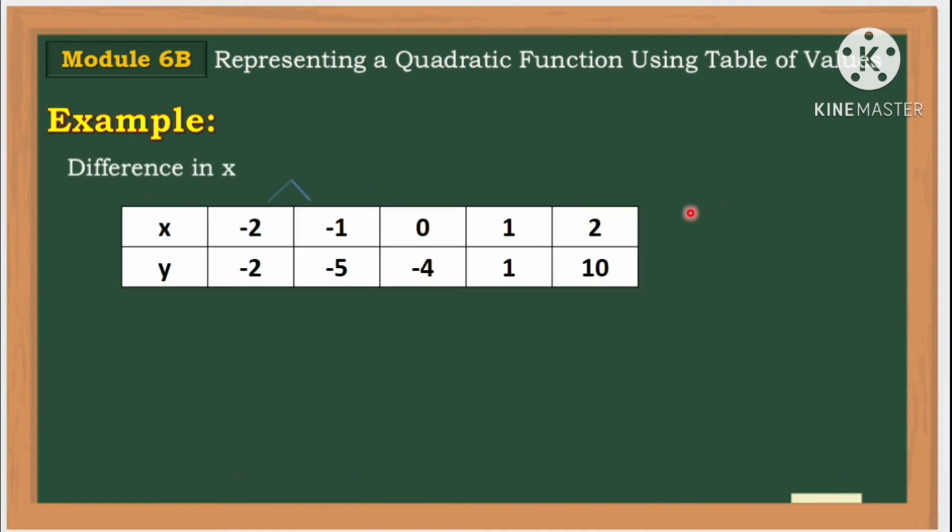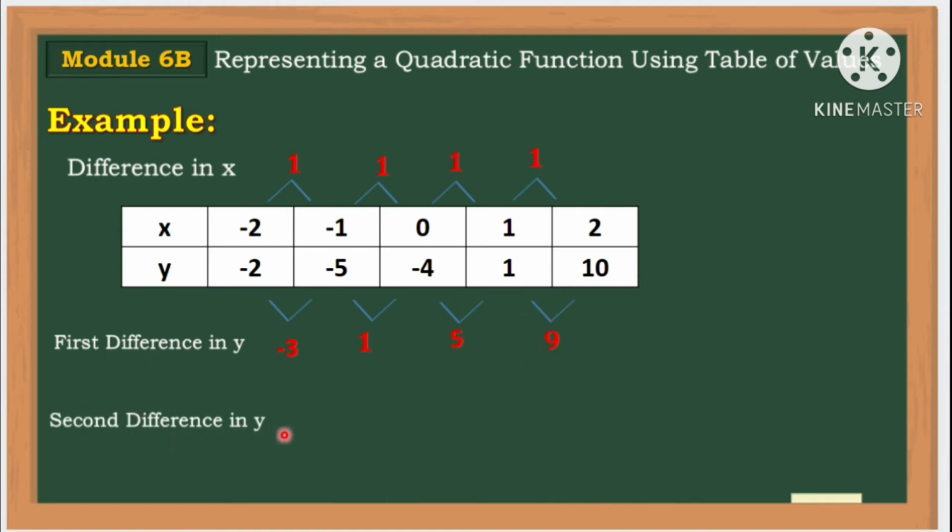Next, sample number 3. So same, we have the difference in y. So negative 5 minus negative 2 is equal to negative 3. Negative 4 minus negative 5 is equal to 1. 1 minus negative 4 is equal to 5. 10 minus negative 1 is equal to 9. Let's proceed to the second difference.